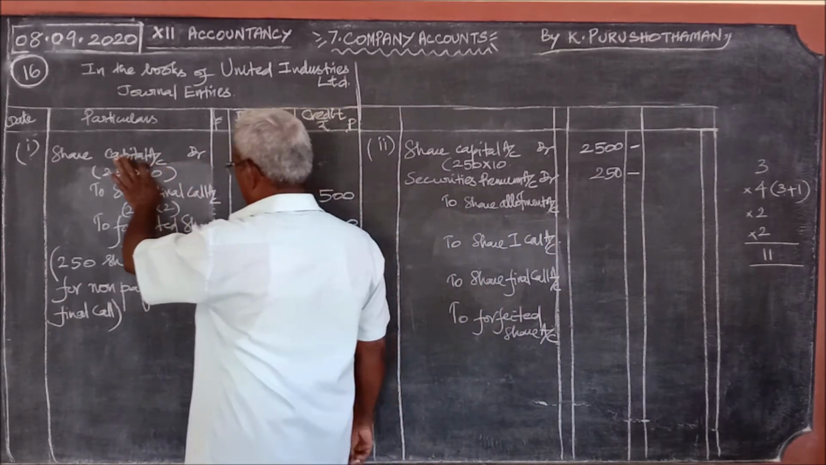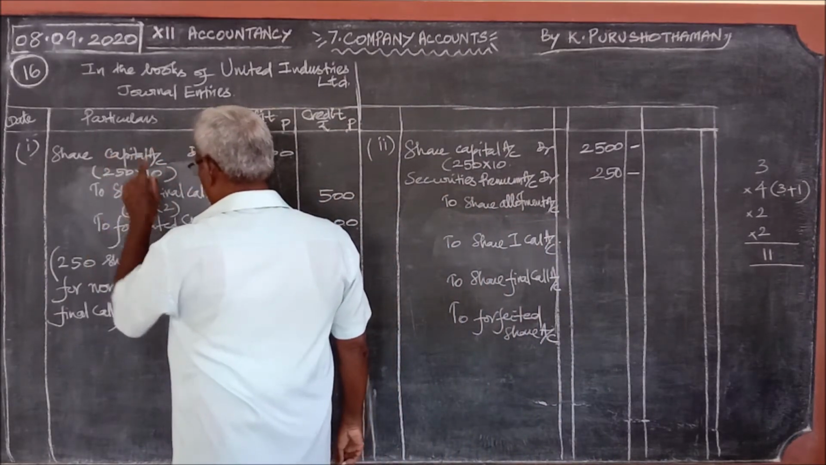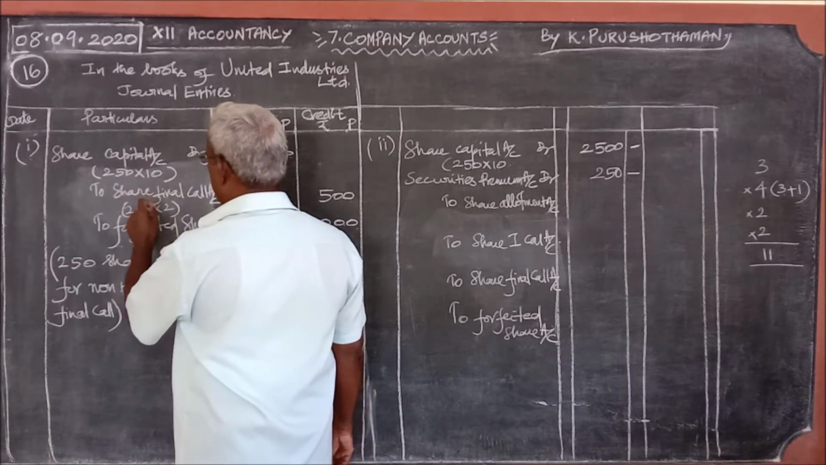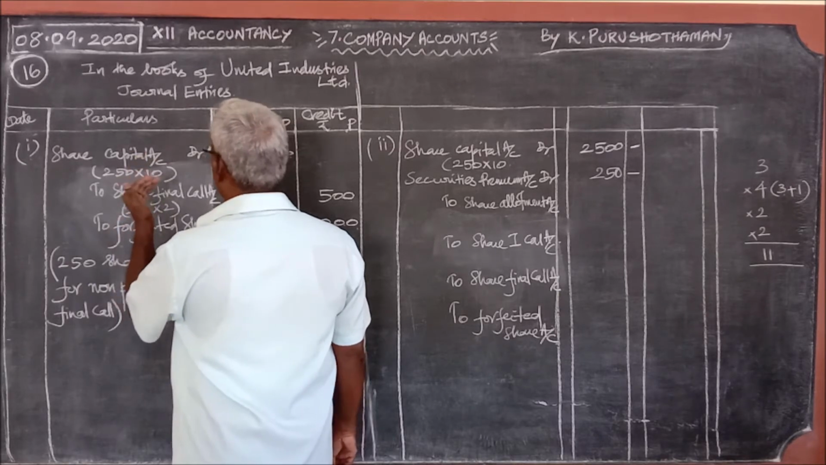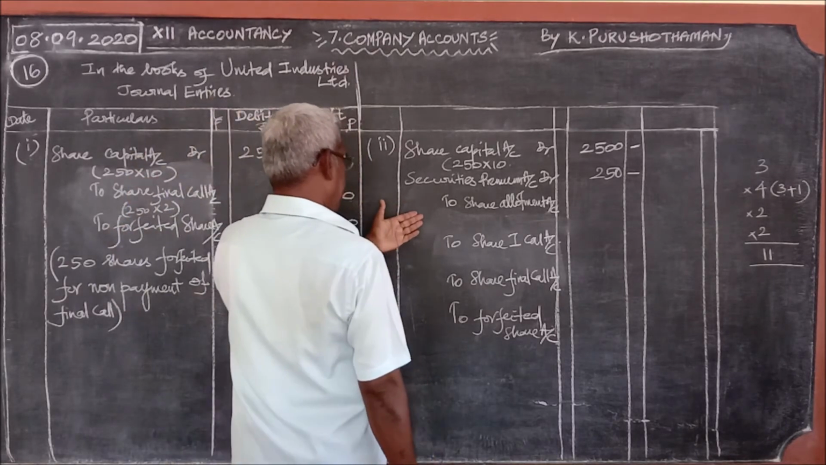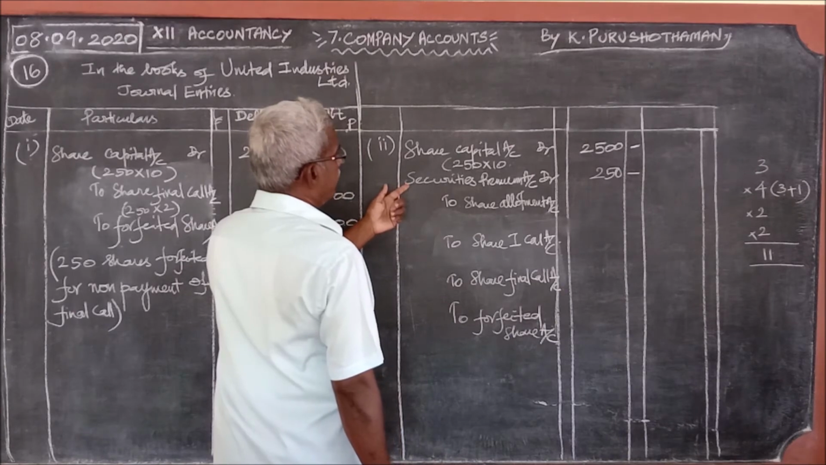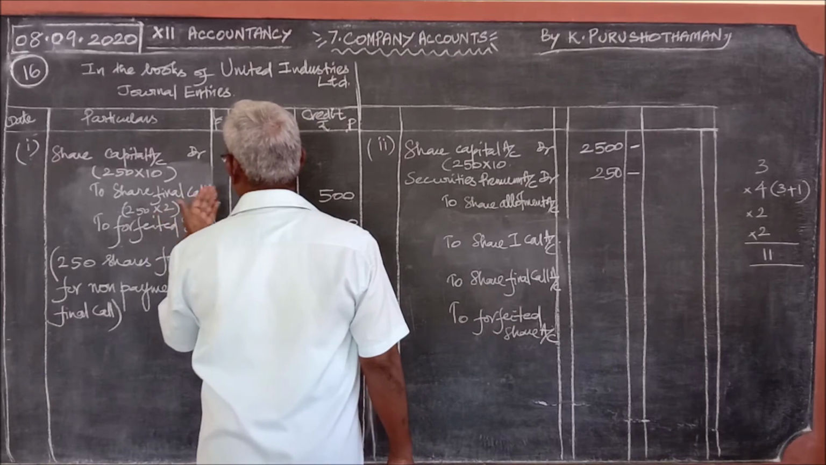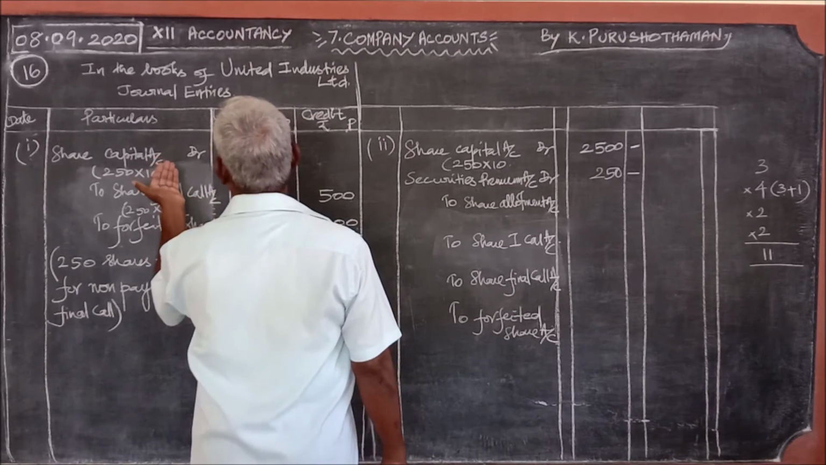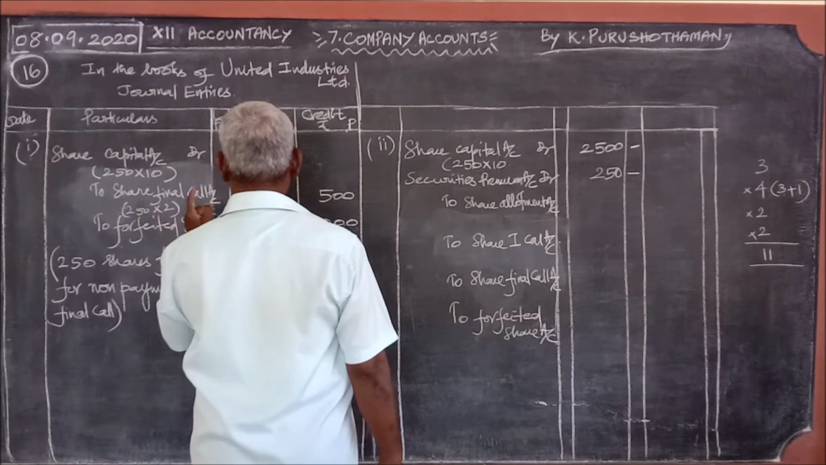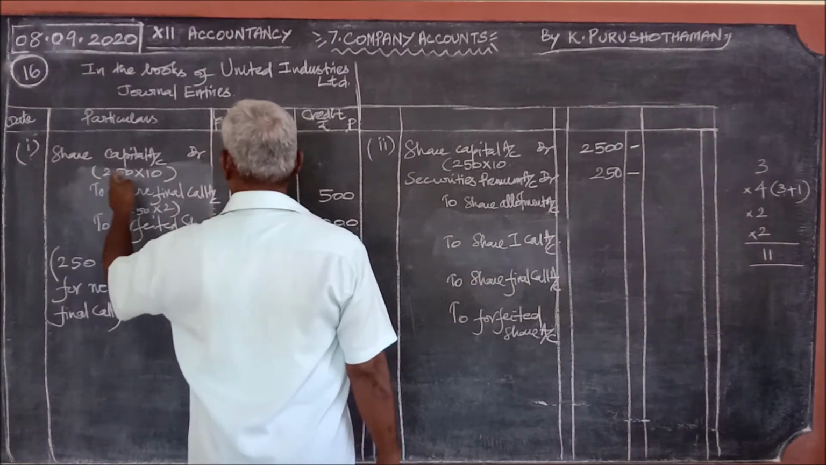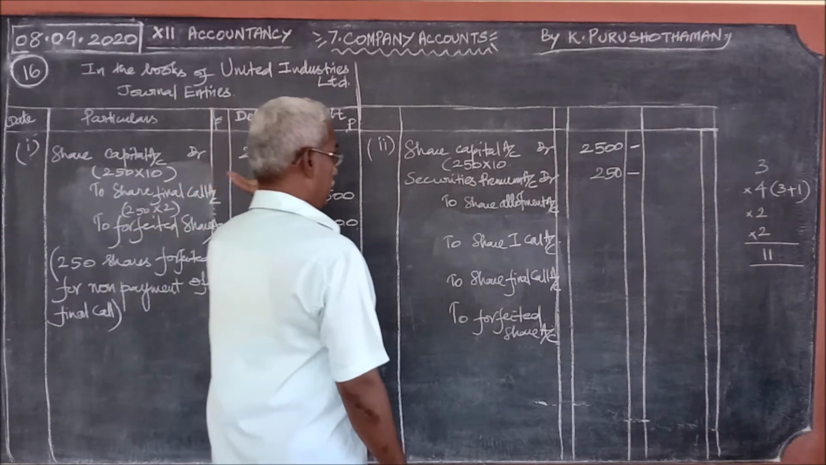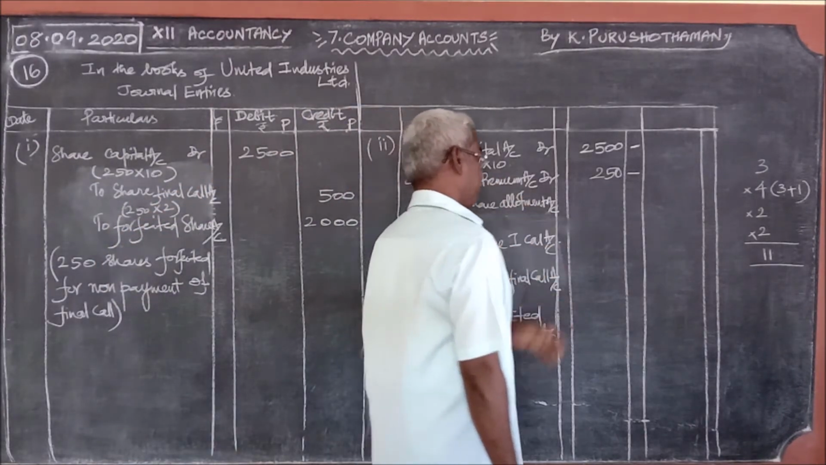Here I did not write. Why? Allotment stage was not there. Only in allotment the premium appears. Therefore, here the allotment stage is not paid, and therefore on the debit we should write premium account. Here only final call, no allotment, therefore I did not write. Only if the allotment stage is not paid, we should write securities premium account or share premium account on the debit. You should bear in mind.